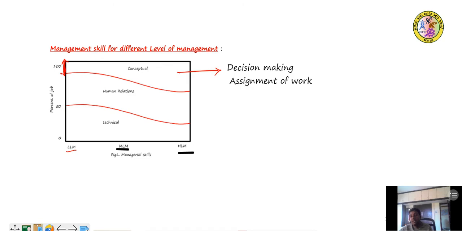if the project is assigned to an inefficient person, timely the project is not going to be completed. Accurately the project is not going to be completed. So top level management should have decision making skills and assignment of work for the right person. That is also one of the important things that is required.